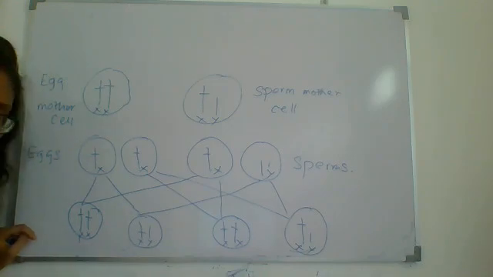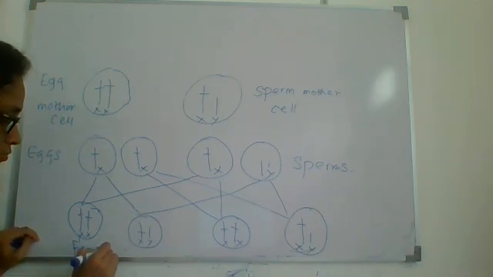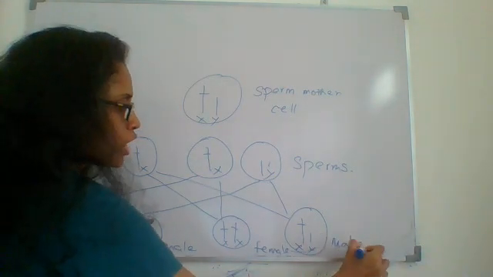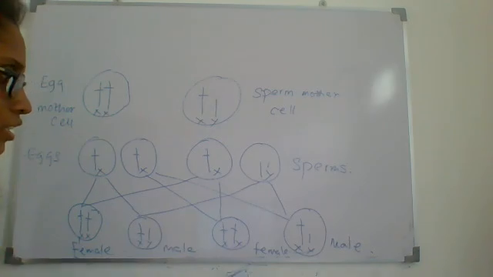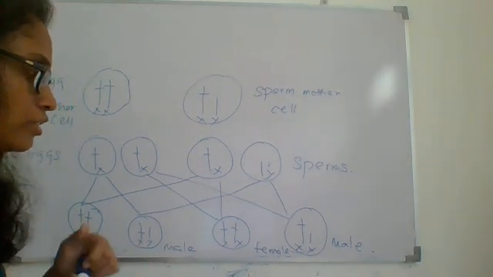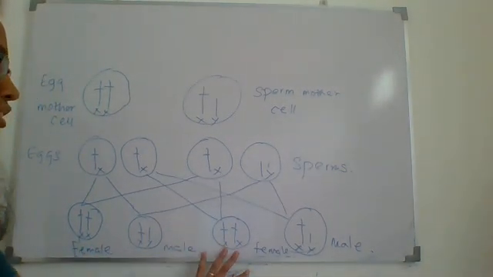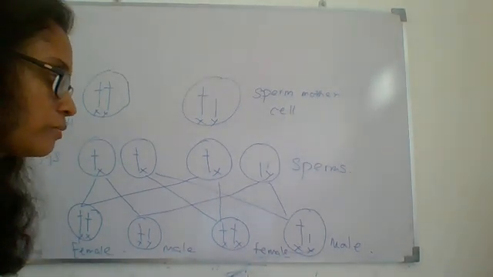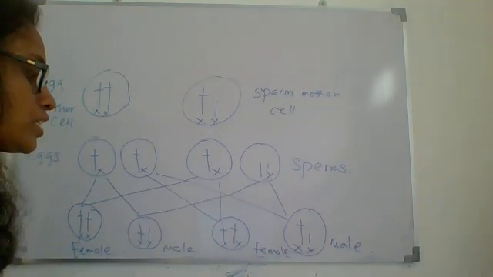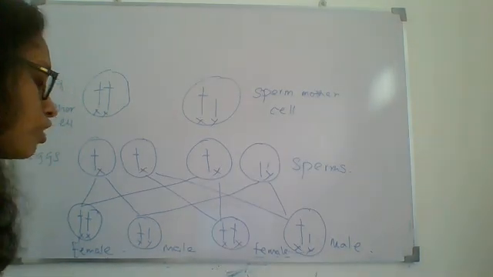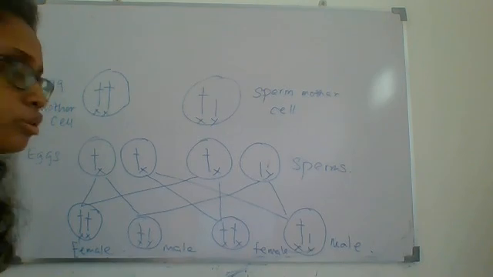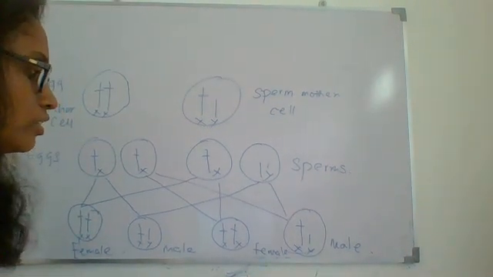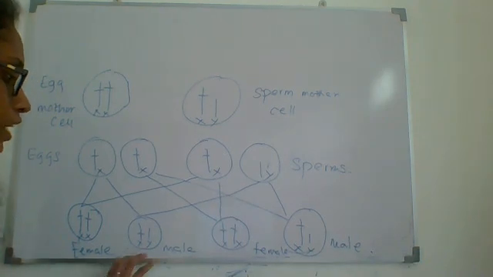Normally we call them by the scientific names: female, male, female, male. Now what has happened? 50% of the first generation will be males and the other 50% will be females. That means if you have 4 babies, you have the chance to have 2 males and 2 girls. But this doesn't happen all the time, right?